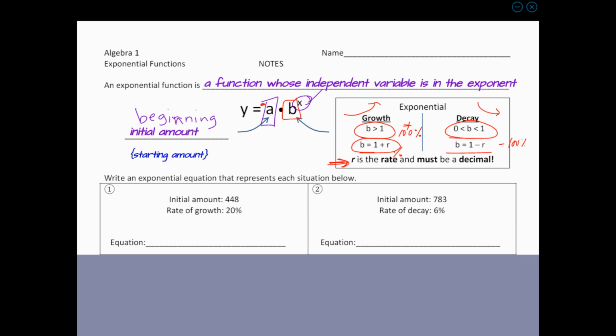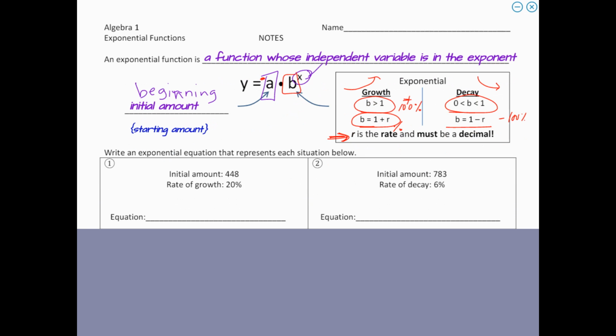So use that information and write your equation for these two problems. They're both going to start with y equals. Think about what we just talked about up there. Use this information, read it, and use it to come up with your equation. You're not solving anything, you're just writing the equation.